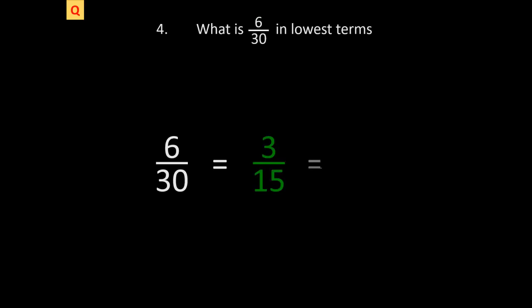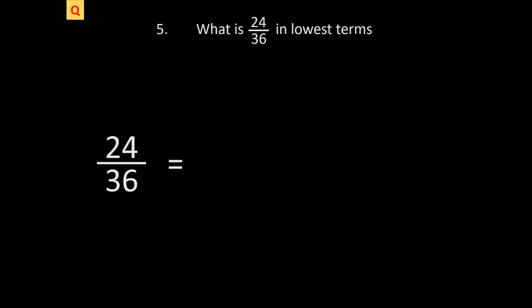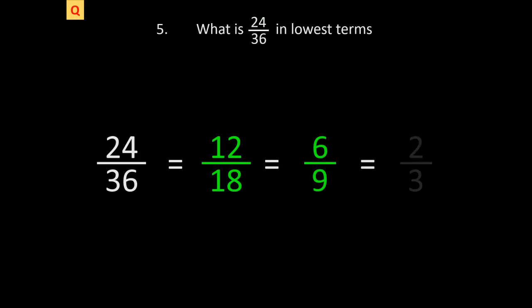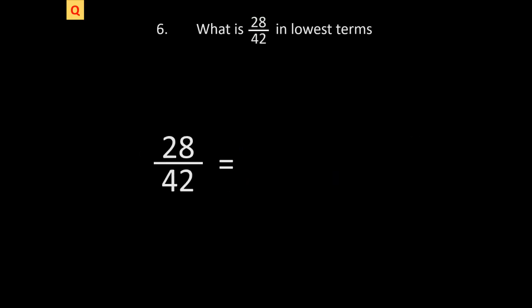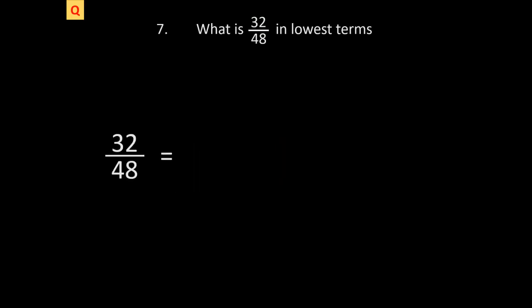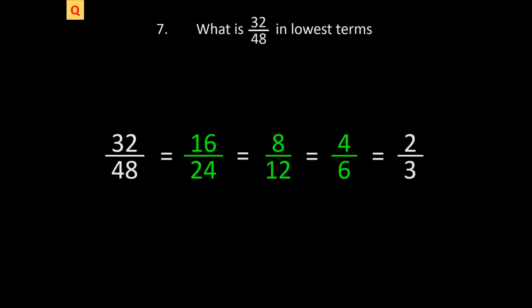Number 4, 6/30. You might have gone to 3/15, but the one we want to get down to is 1/5. Question 5, 24/36. Now you might have used 12/18, 6/9, but the one we want to get down to is 2/3. Number 6, 28/42. Well, you might have divided by 2 and then divided by 7, or you might have straight away divided by 14, but 2/3 is what we're looking for there. Question 7, 32 over 48. There's quite a few here. Look at all these. But the one we want is 2/3.